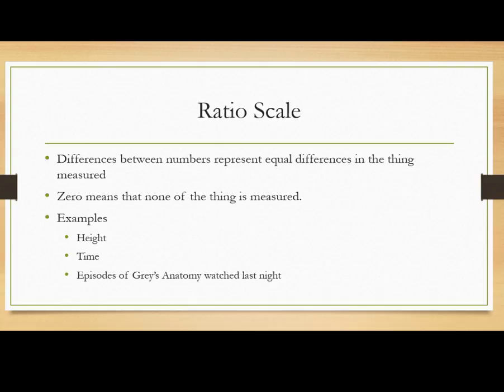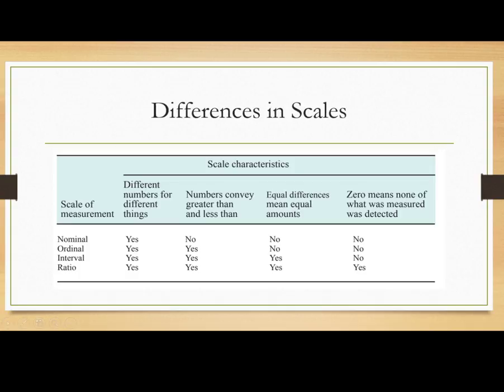So here's a little chart that shows the differences between the 4 scales of measurement, and I touched on each of these as I went through each one individually, but this is just a succinct way to see the differences. You can see that as we go down, the scale picks up another yes. So nominal has only 1 yes, and then ratio eventually has 4 yeses. Those are the different characteristics between them.